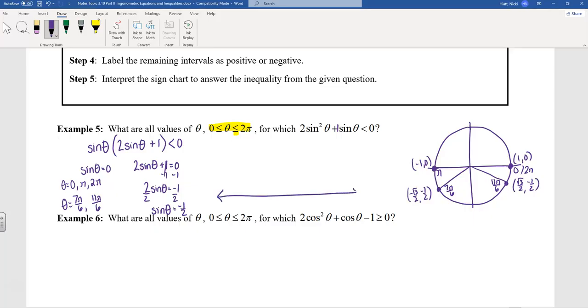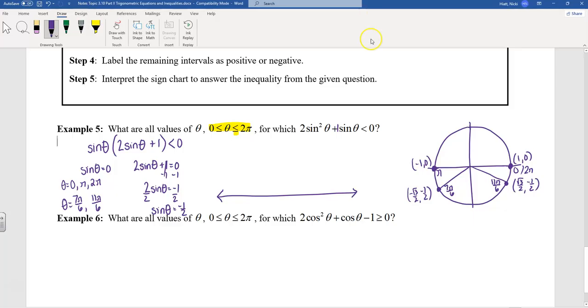So on that sign chart, all of these zeros go on the bottom. Sometimes it is hard to know what order to put them in if you just look at 0, pi, 2 pi, 7 pi over 6, and 11 pi over 6. Like, which one's bigger, 7 pi over 6 or pi? Sometimes you may have trouble with this.